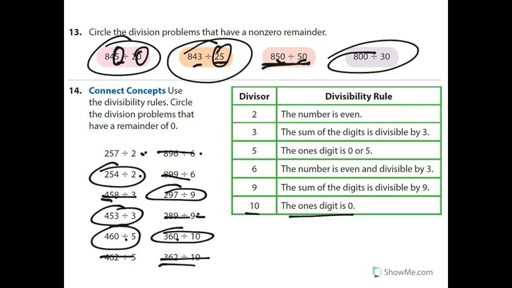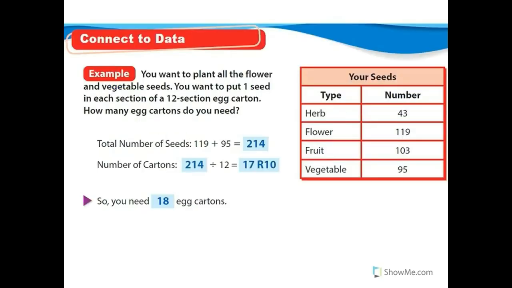Well, alrighty. Let's connect this to data. In our example, you want to plant all the flower and vegetable seeds. You want to put 1 seed in each section of a 12-section egg carton. How many egg cartons do you need? Well, it says flower and vegetable seeds, right? So they add 119 plus 95 and they get 214. And then they divide 214 by 12 and don't show their work, knuckleheads. But we're going to trust them that it's 17 remainder 10. Are you really going to trust them, Mr. Penguin?